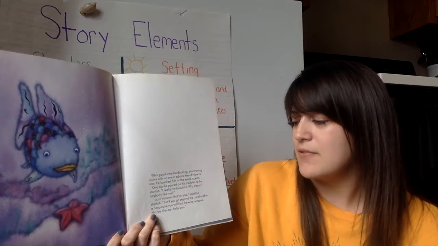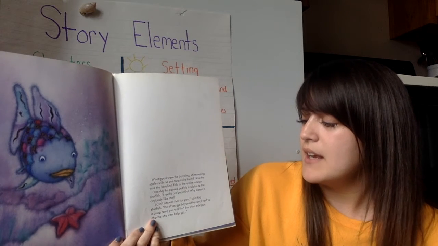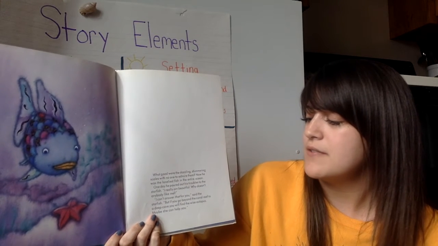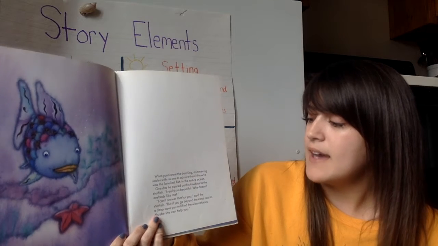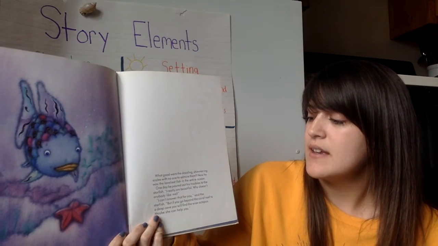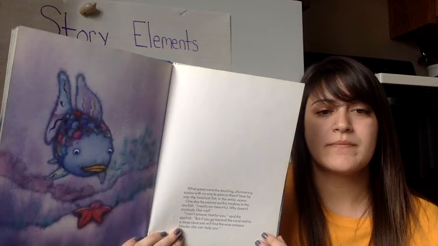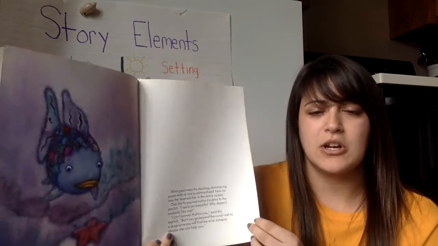"I can't answer that for you," said the starfish. "But if you go beyond the coral reef to a deep cave, you will find the wise octopus. Maybe she can help you." Wise means very smart.